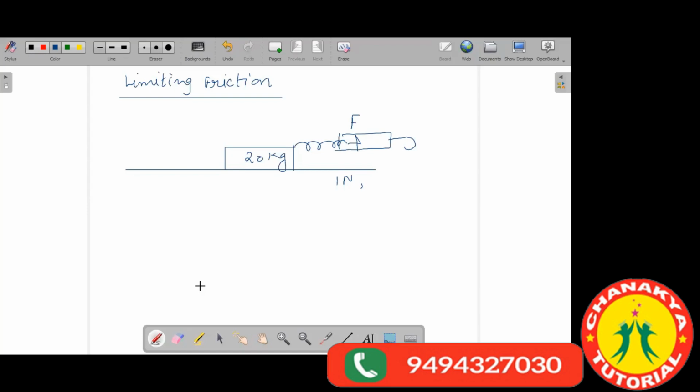Sir, will they ask how to increase friction and decrease friction? Yeah, this can be asked.